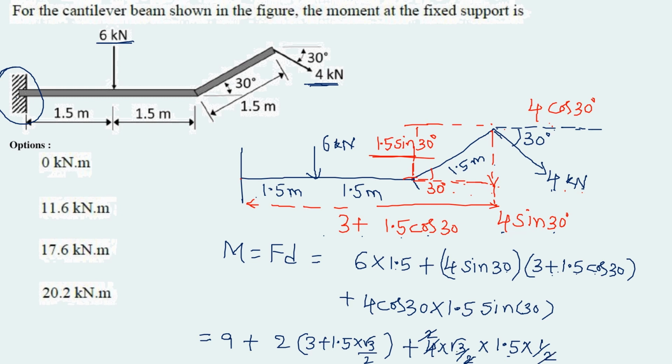Here also, if we multiply this and simplify, we will get 20.2 kilonewton meter. So the correct answer is option D, 20.2 kilonewton meter.